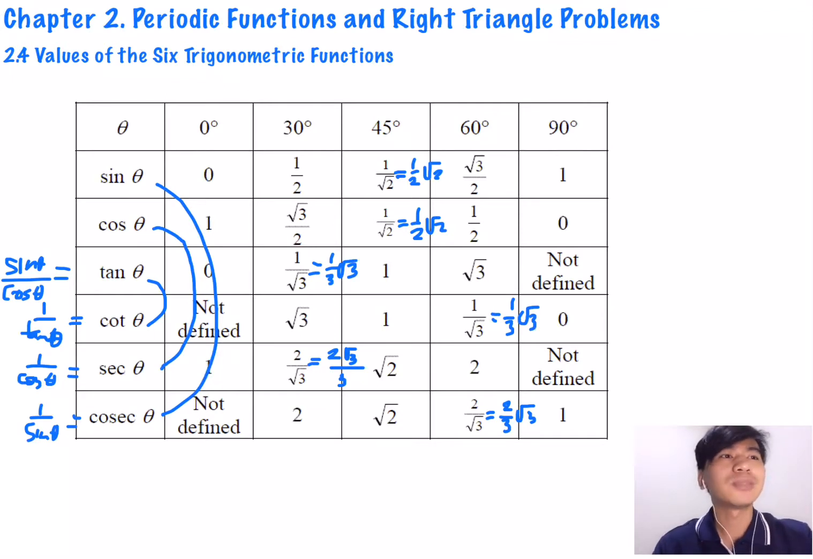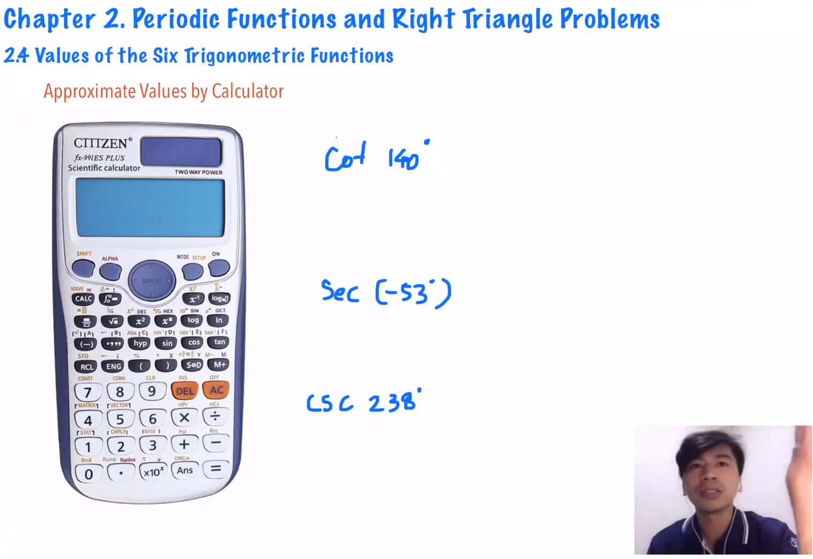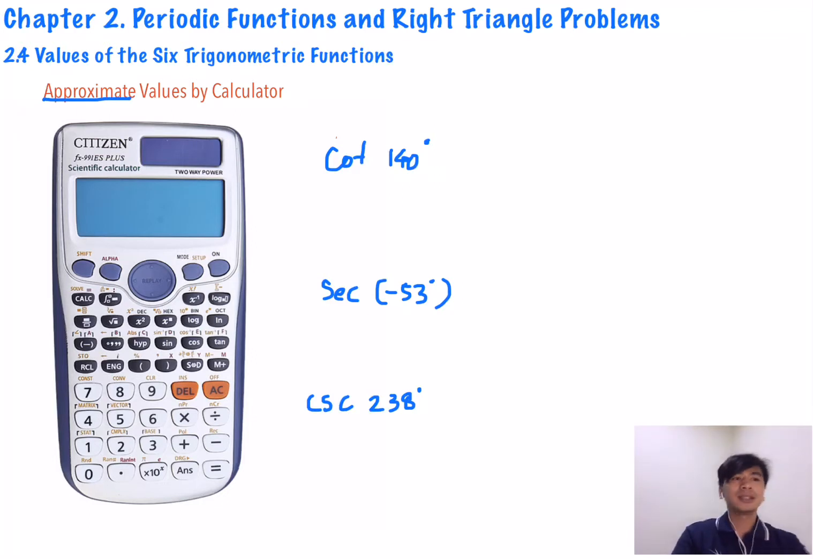Okay, let's move to the next one. So that's quite brief, right? I mean 2.4 is just that, to learn about the values of 6 trigonometric functions. So if you are told to find the value, there are two kinds of value. One is the approximate value, and the other is exact value.